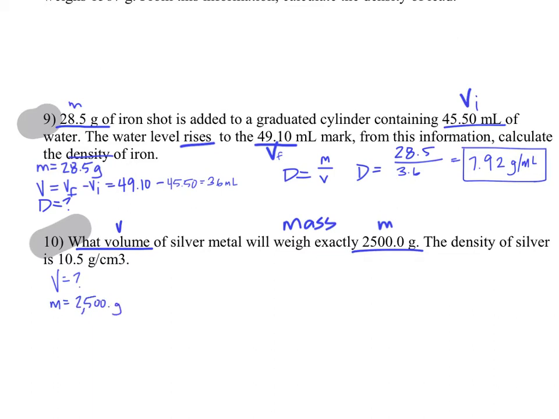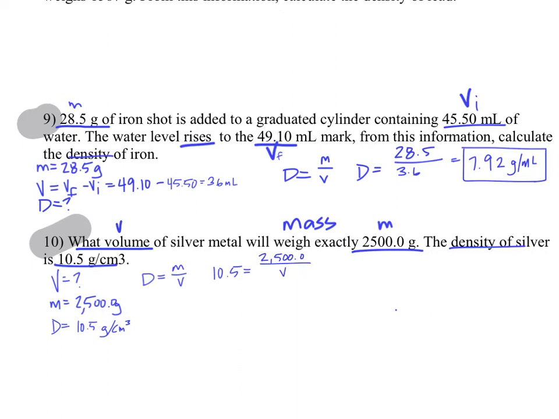Okay, and I'll add a 2,500.0 if you like. The density of silver is 10.5 grams per cubic centimeter. So density is 10.5 grams per cubic centimeter. So cubic centimeters is another unit to measure volume. So same equation, density equals mass divided by volume, where my density is given to me now, it's 10.5. The mass is given to me now, it's 2,500.0 if you want to add it, and volume is unknown.